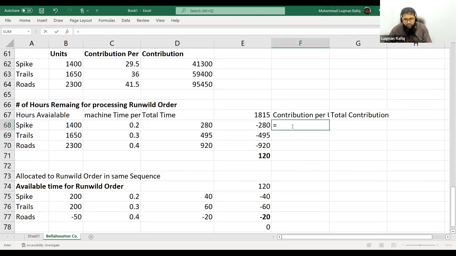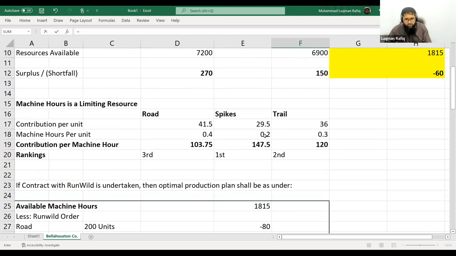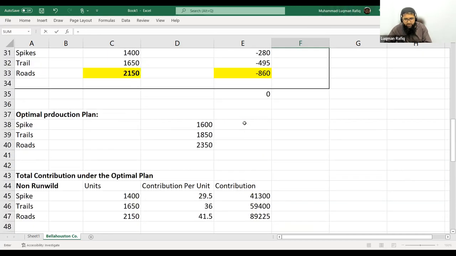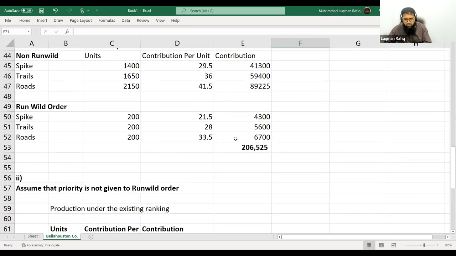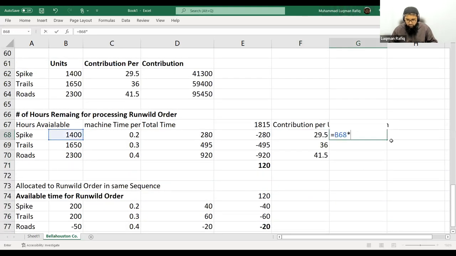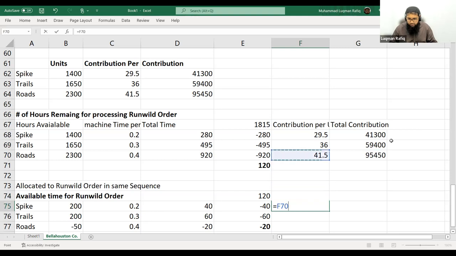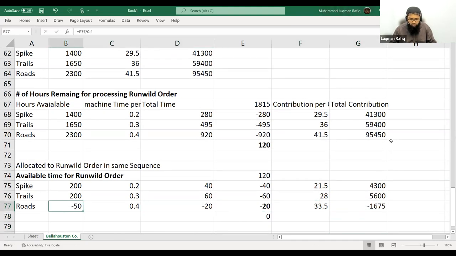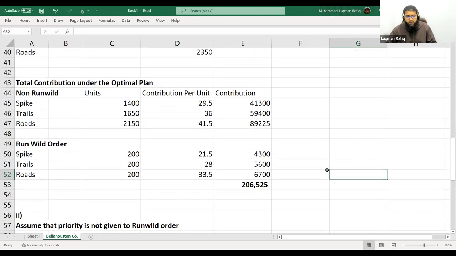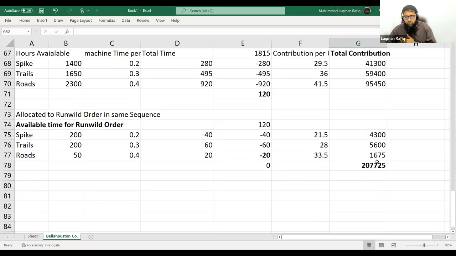Now, the contribution per unit again, for the spike, it has to be 29.5. For the trails, it has to be 36. For the roads, it has to be 41.5. The total contribution is going to be this into this. They're going to be paying $8 less. Hence, this is going to be this into this. Hence, this is what the total contribution is going to be: 207,725. So if we don't go for Run Wild order completely, we earn 207,725.